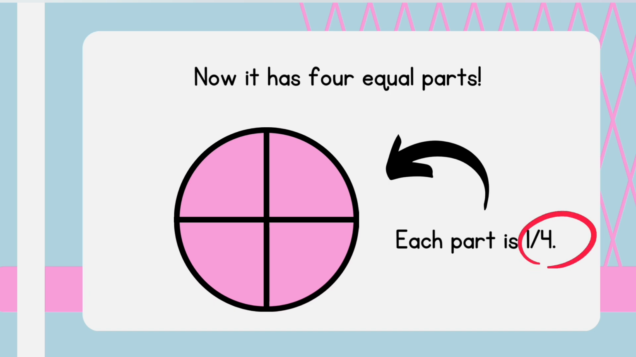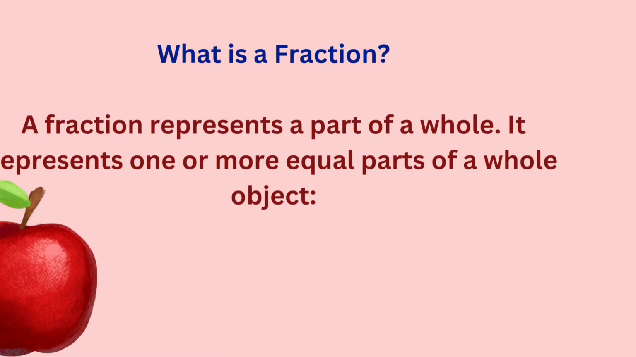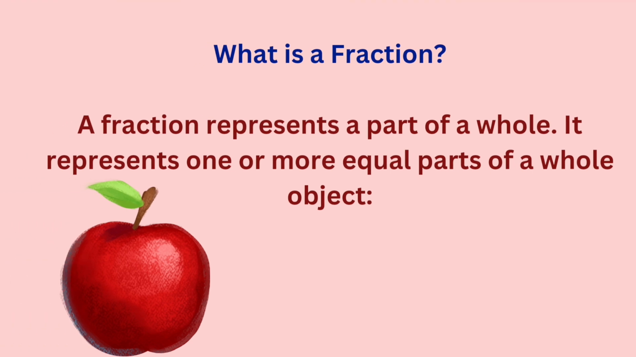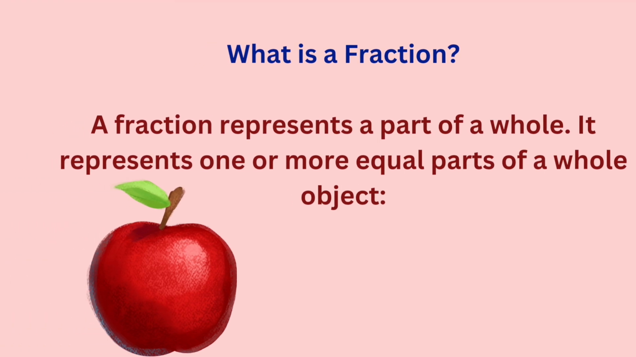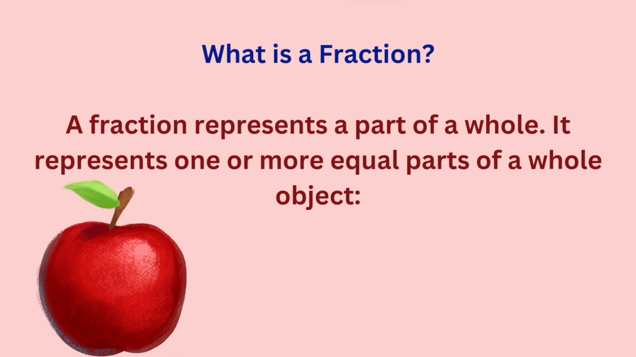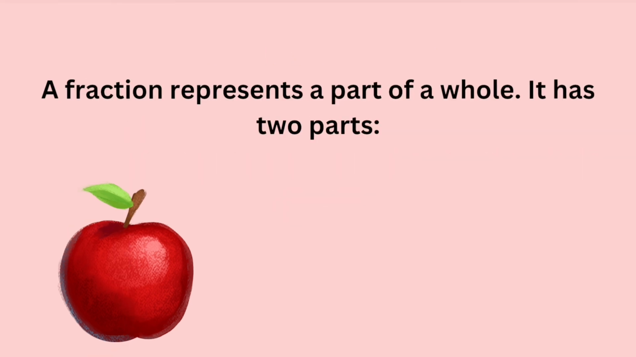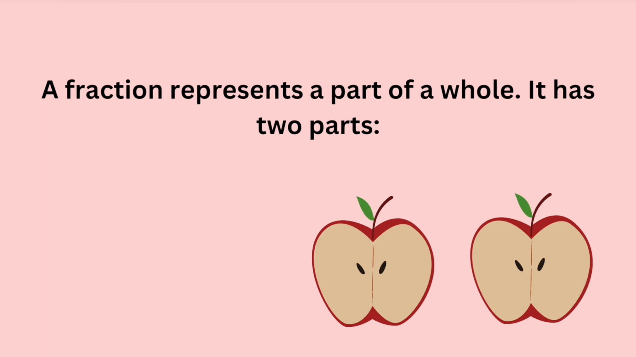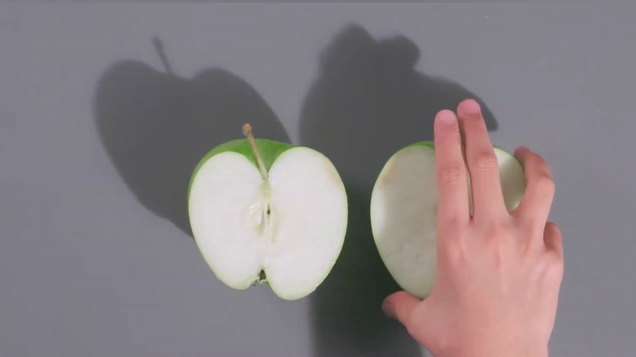Now we move on to what fractions represent and how to write fractions. What is a fraction? A fraction represents a part of a whole. It shows one or more equal parts of something divided into portions. Here is a whole apple. If we divide this apple into two equal parts, then each part is called a half, or 1 out of 2 total parts. Two halves, that is two parts, but each part is called a half.